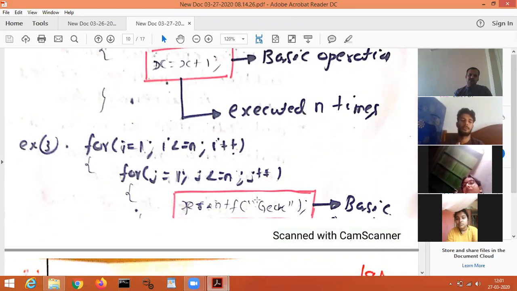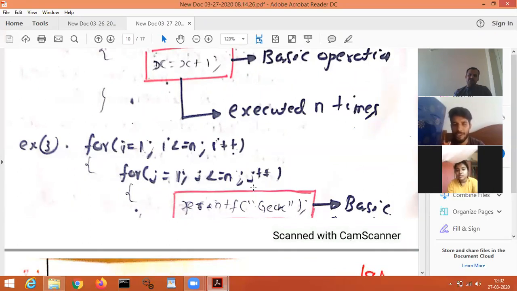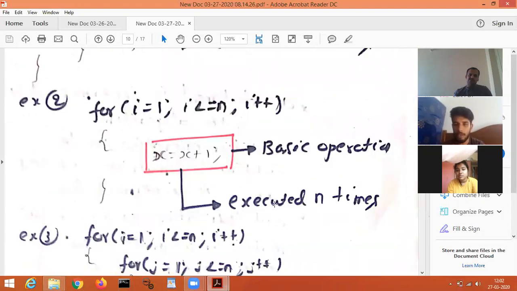Let us take one more example. I have 2 for loops: for i equal to 1, j equal to 1. Every time this printf statement will be executed. Assume that the outer loop will be executed n times and the inner loop will be executed n times. Totally how many times? n into n, n square times. That's why the basic operation will be executed n square times.